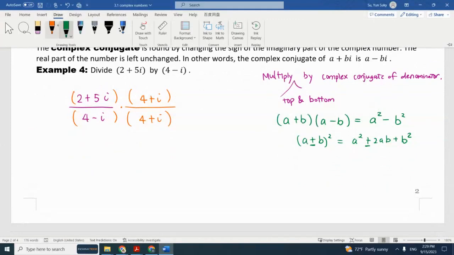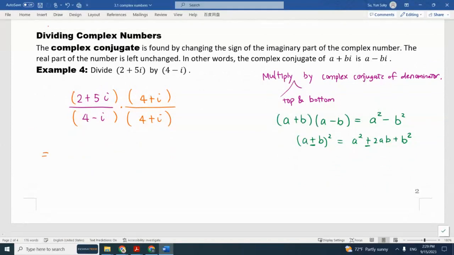Okay. Now let's see. Look at your numerator. You distribute, right? What's 2 times 4? 8. 2 times i, 2i. 5i times 4, 20i. 5i times i, 5i squared. Is that okay, everybody? We multiply the numerator.